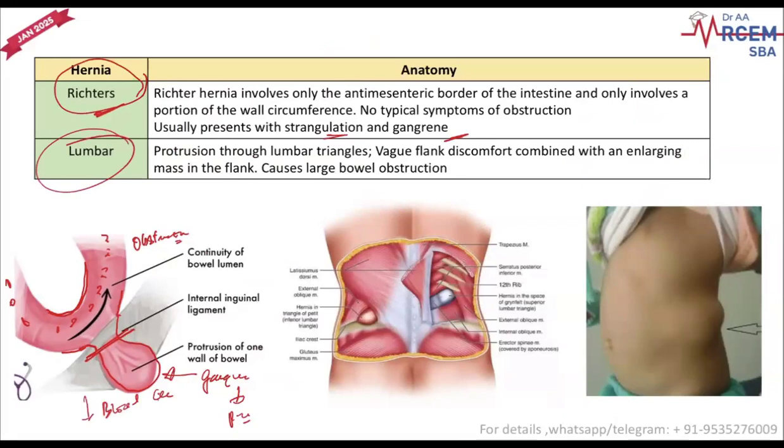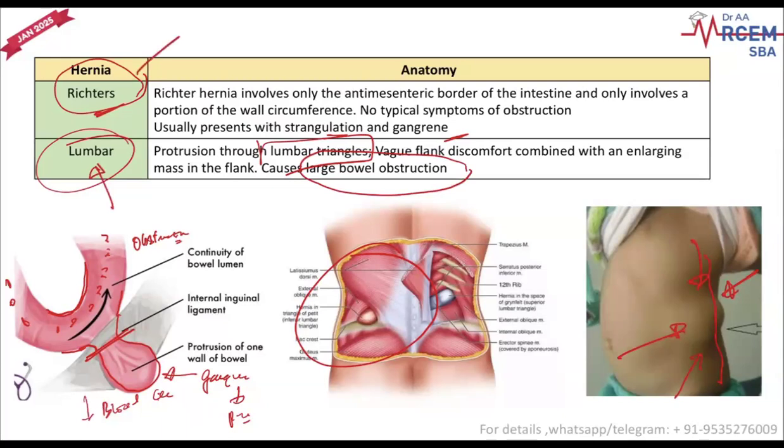Lumbar hernia. As you can see in the lumbar region, you'll be seeing herniation. The name came up mainly because there is a lumbar triangle. You need not remember the boundaries of the lumbar triangle. The abdominal contents come out from the lumbar triangle, and this will be in the flank region. You can see a mass in the flank region as I'm denoting here. That is the common presentation. So closer to the abdominal wall, which bowel is present? Large bowel. So it causes a herniation of the large bowel. So large bowel obstruction, whenever it is present, think of lumbar hernia. Only lumbar hernia can present with a large bowel obstruction.